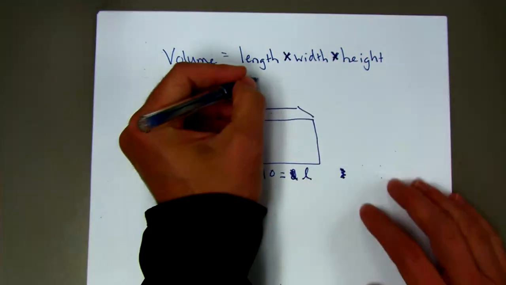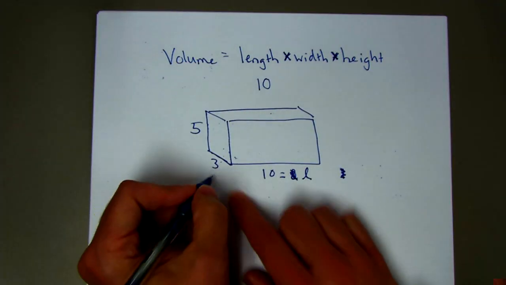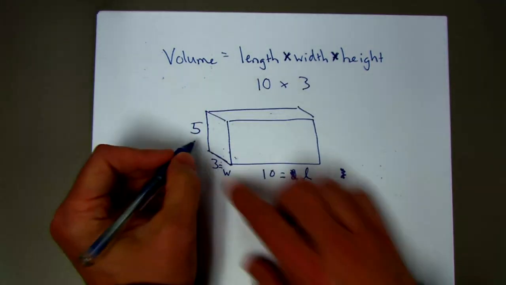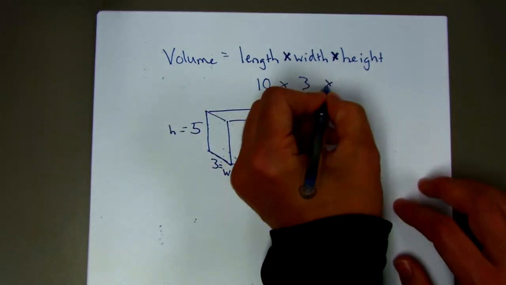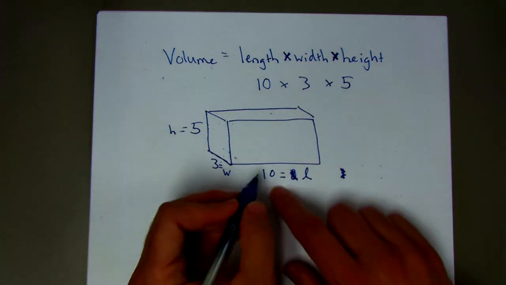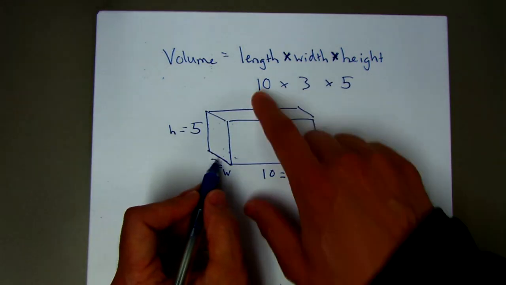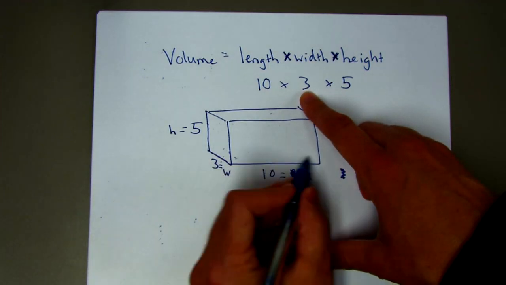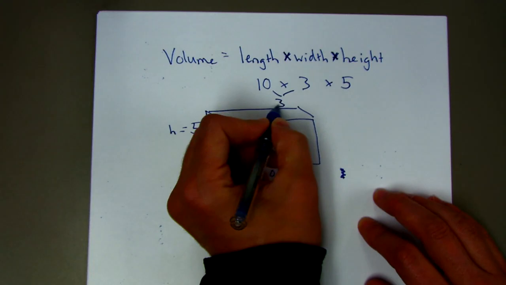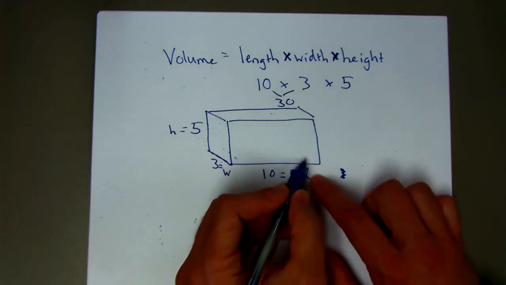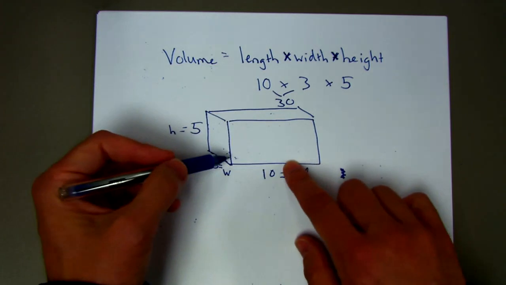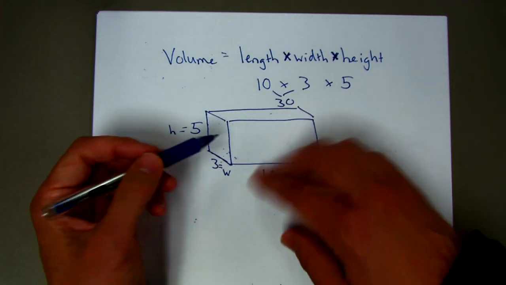So the length here is 10, and the width is 3. And then the height here is 5. So 10 times 3 times 5 should get us the volume. And this works because 10 is the length, 3 is the width. 10 times 3 should give us the number of cubes in the bottom layer. And sure enough, 10 times 3 is 30. So there would be 30 cubes in the bottom layer. 10 along the front, and then 3 rows of these 10 cubes, 3 rows of 10, that would be 30 in the bottom layer.